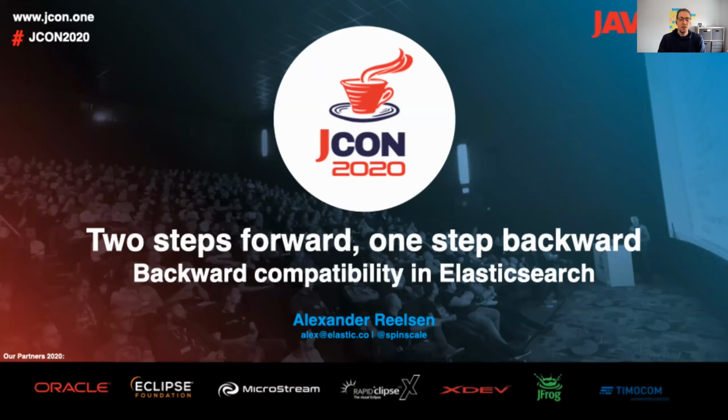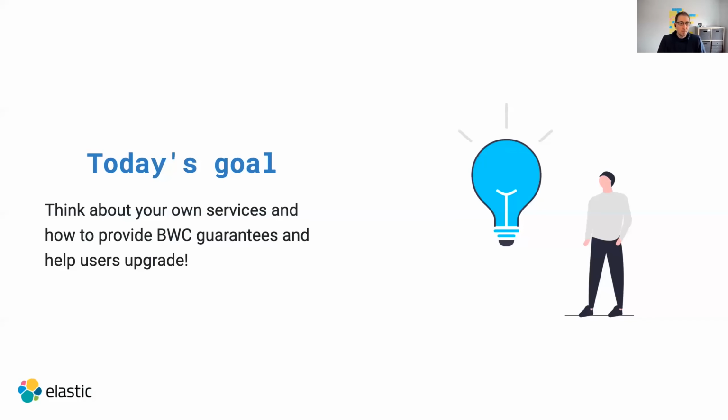So let's go on and talk about a couple of things. What I want to talk about today is how Elasticsearch deals with backward compatibility. Things get more complex when you have a distributed system. Maybe you're lucky and you have a stateless system, so then complexities reduce a lot. But what I'm after here is that you start to think about your own services and how to provide backwards compatibility guarantees and help users to upgrade.